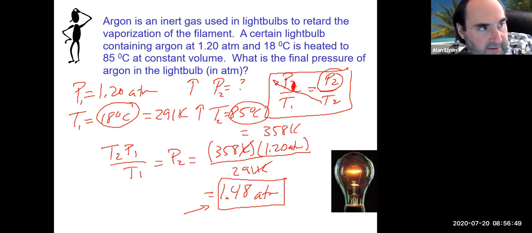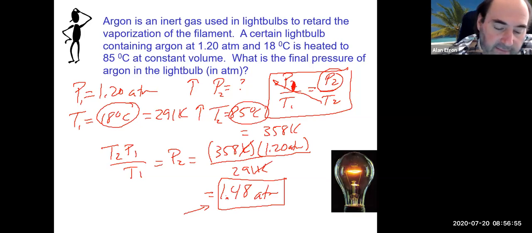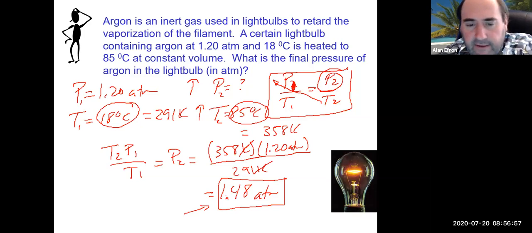V1 over T1 equals V2 over T2, P1 over T1 equals P2 over T2. Like I said, for the most part, people will sometimes forget to convert to Kelvin, obviously, and the rearranging sometimes gives people a little bit of difficulty. So if you have trouble with any of that, take some time and figure out the rearrangement to make sure you've got it.